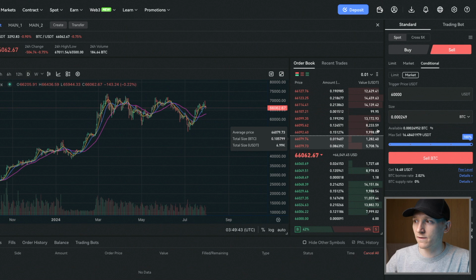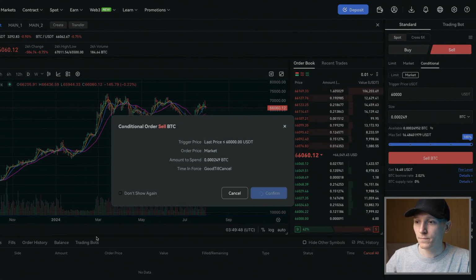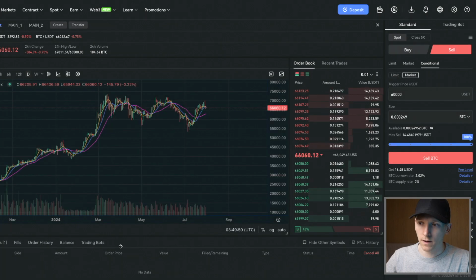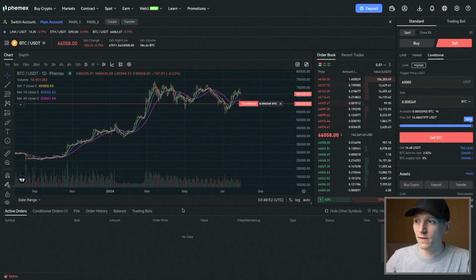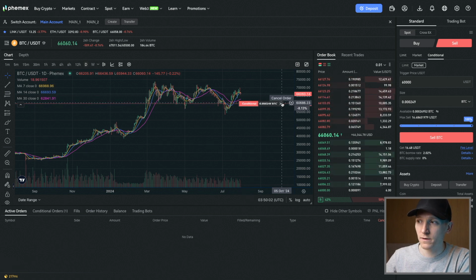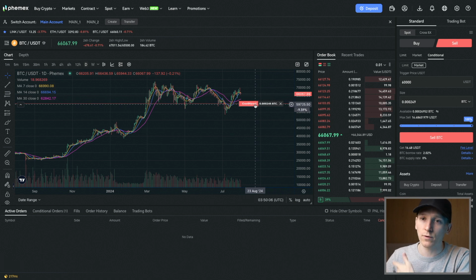So I can put that in right here. The price is 60,000. This is the BTC that we've got to sell. Press sell BTC, confirm. That is now an order that I put in, and you can see that right here on the chart. So this is a conditional order and I'm selling the BTC. That lets me put in a stop loss and sell for a loss on the BTC that I just bought. So that's how we put the conditional order in. You can't use limit or market orders for this because it would have sold already. So that's how you use conditional orders.